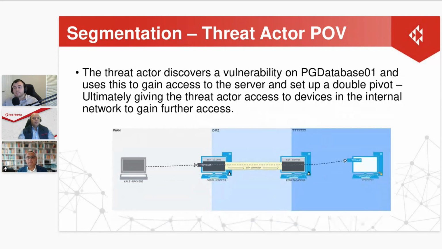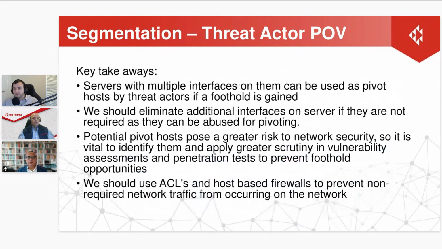Now, what this tells us, key takeaways are if you have a server or a host that has access to more than one zone, for example, if it's got multiple interfaces, that host can be used to further breach your network. So it's important to eliminate any excess interfaces. Make sure that we're only allowing required communications across the network to meet zero trust, to meet the ISA 62443.